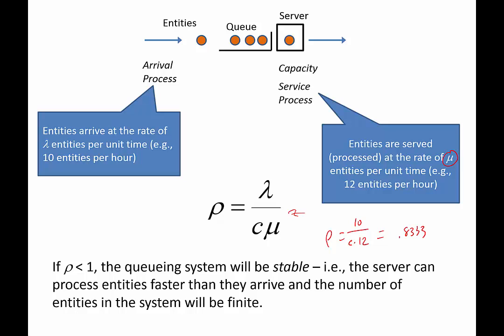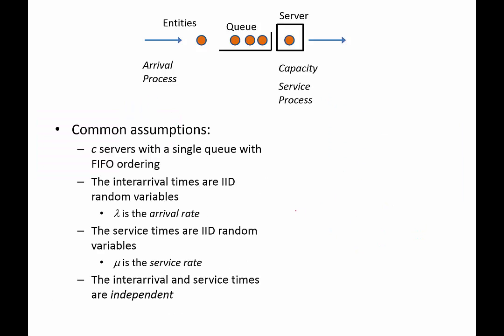Unfortunately, we can't do the same thing when we're interested in our other performance metrics, namely the number in system and the time that the entities spend in system. So at this point, we need to make some more assumptions about how the process works. And so some common assumptions are as follows.